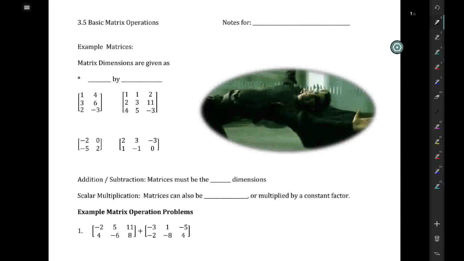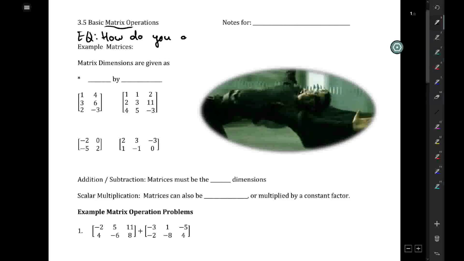Alright guys, so 3-5 basic matrix operations. Again, these are brand new topics within our class here, and I promise, despite sounding strange, they are rather easy, okay? Basic matrix operations. So our essential question is, how do you add, subtract, and scale matrices?